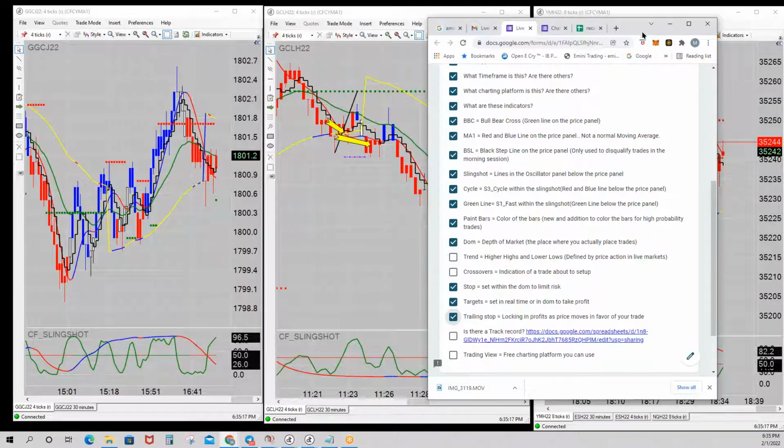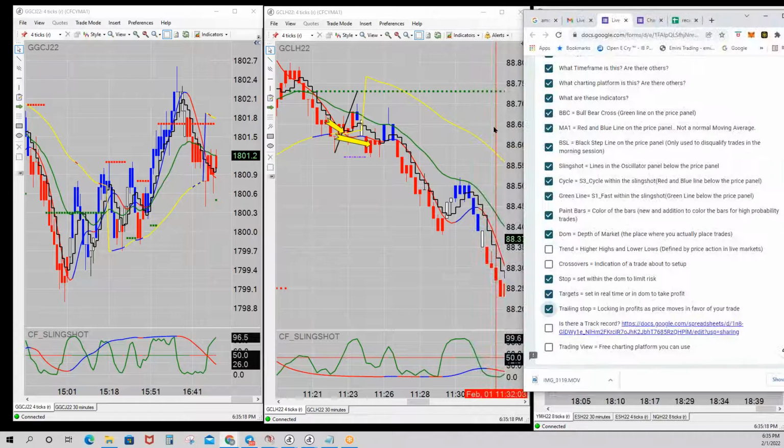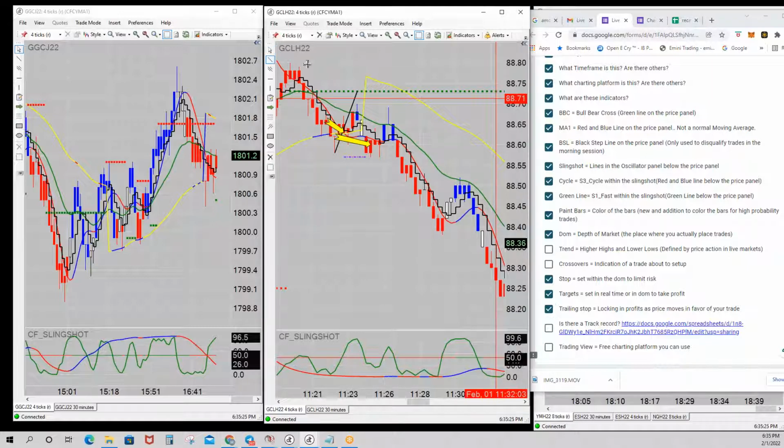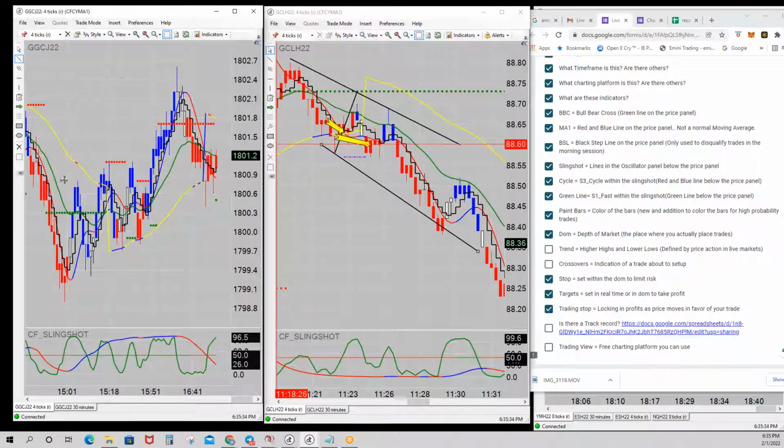So a trend. Now, a trend is when you have lower highs like this and lower lows like this. If you can draw a trend line like this, down the highs and down the lows, then you have a downtrend. If you can draw a trend line like this, up the highs and up the lows, then you have an uptrend. In a downtrend, you want to sell.